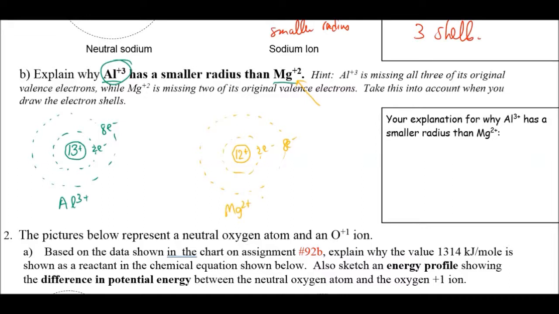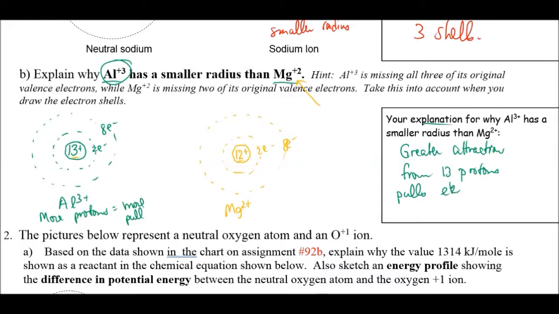Which one's bigger, or are they the same? Well, the number of protons in the nucleus determines the size of the shells. The aluminum has more protons, more pull. So the explanation will be greater attraction from 13 protons pulls the electron shells closer.